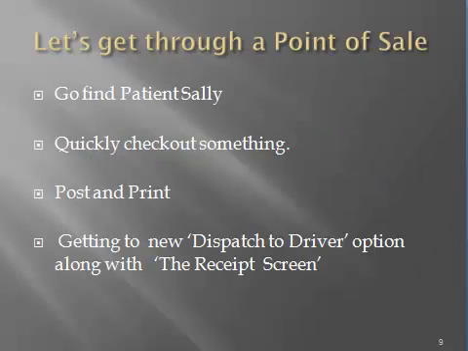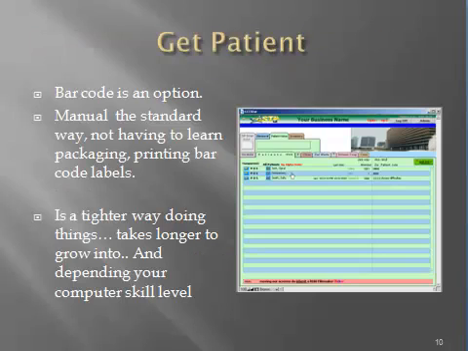Let's get through a point of sale. Go find patient Sally. Quickly check out something. Post and print, getting to the new dispatch to driver option along with the receipt screen. Get a patient. In this version, more into the patient membership cards or barcodes, it is about scanning patients through the system and point of sale checkout options. However, I do not have my scanner installed for this demo. It does work. For the beginning, as beginners, the manual process to start is suggested.